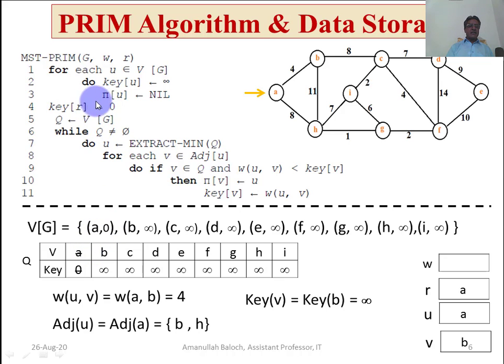So this is the initialization phase, when all the nodes' key values become infinity. At the end, the R node's key value is replaced from infinity to 0. Q, because this was our set of vertices of the graph. So we assign this set of vertices of the graph to Q.